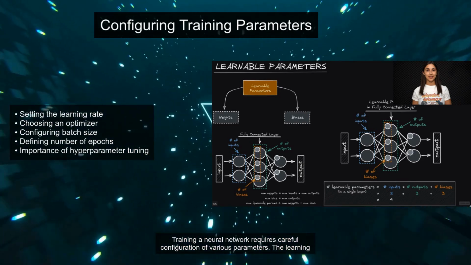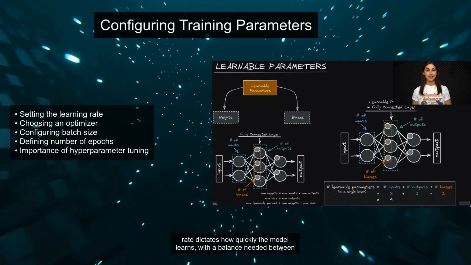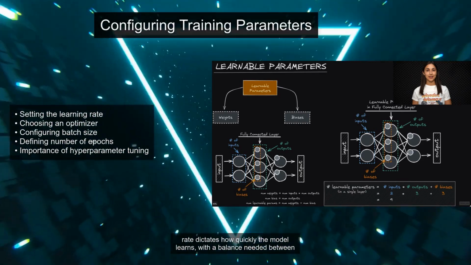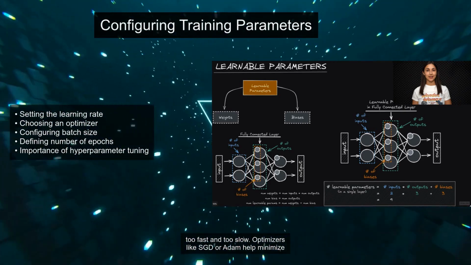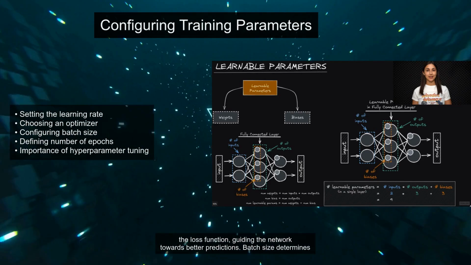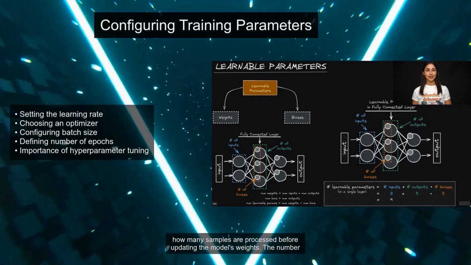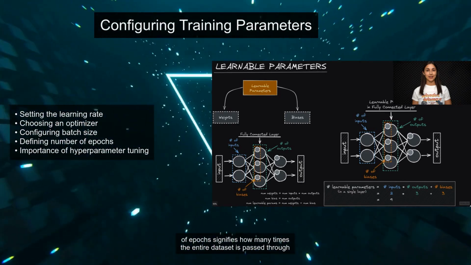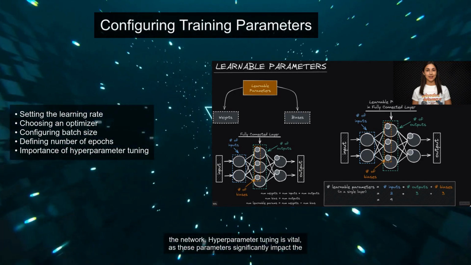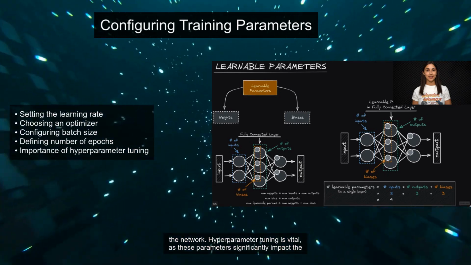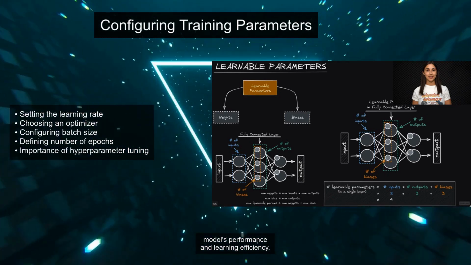Training a neural network requires careful configuration of various parameters. The learning rate dictates how quickly the model learns, with a balance needed between too fast and too slow. Optimizers like SGD or Adam help minimize the loss function, guiding the network towards better predictions. Batch size determines how many samples are processed before updating the model's weights. The number of epochs signifies how many times the entire dataset is passed through the network. Hyperparameter tuning is vital, as these parameters significantly impact the model's performance and learning efficiency.